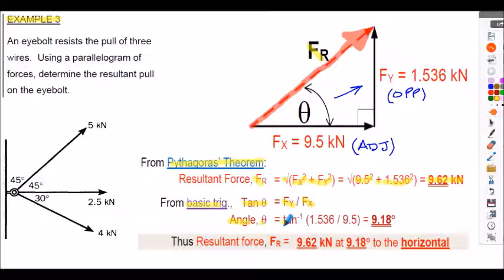So tan to the negative 1 of, in brackets, 1.536 divided by 9.5 gives a value of 9.18 degrees. Obviously the right angle triangle diagram above is not drawn to scale, but it doesn't matter here because this is an analytical solution. So in summary, the resultant force, denoted Fr, is equal to 9.62 kilonewtons at an angle of 9.18 degrees to the horizontal as shown above.